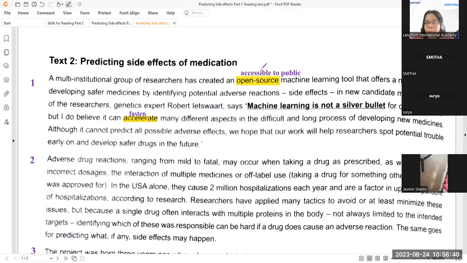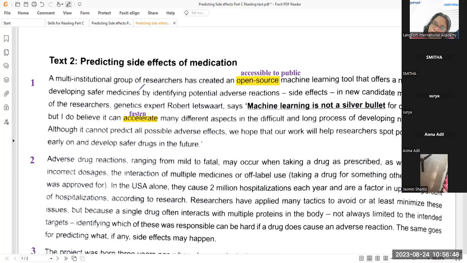It's an open to public learning tool that offers a new method for developing safer medicines. How do they do that? They identify, using this tool, the possible side effects of medications. So a group of researchers from multiple institutions has created a machine learning tool that is able to identify adverse reactions to new medications. Okay, all right.